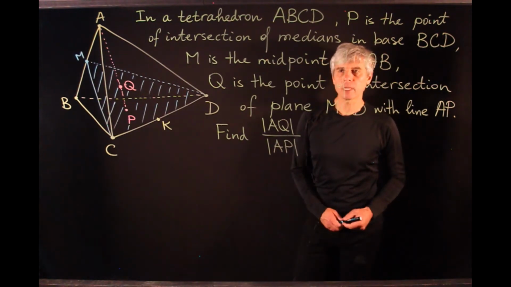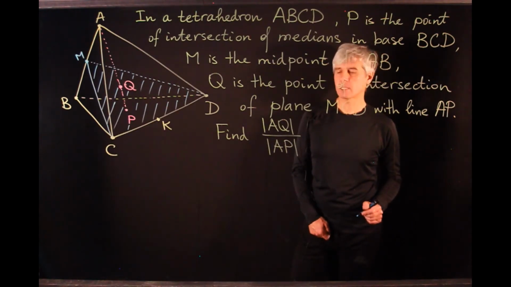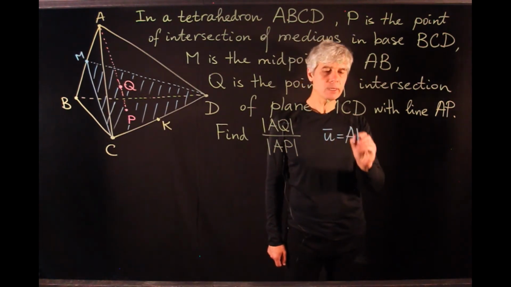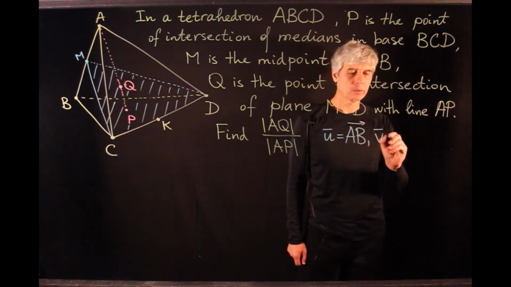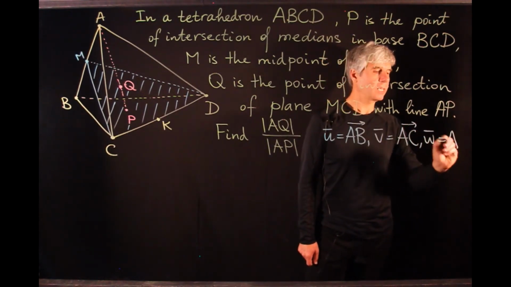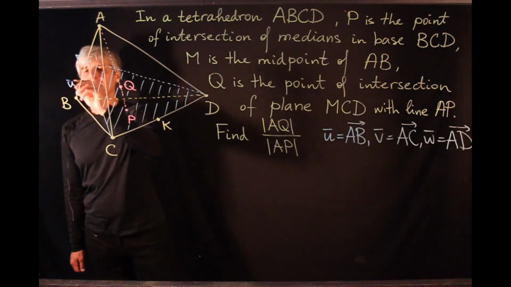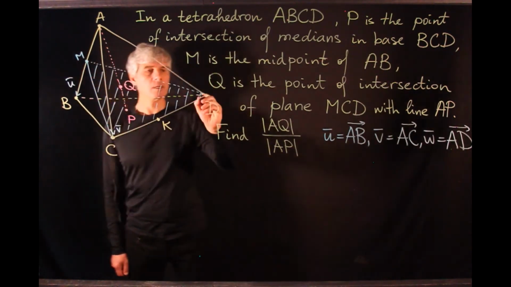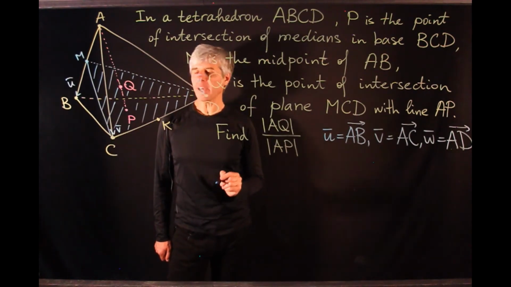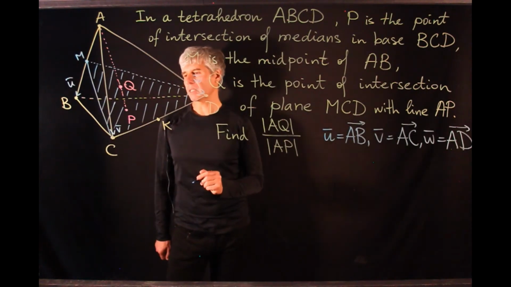The first thing to do is to construct a basis. And the convenient basis associated with this tetrahedron would be the following. We can take u to be AB, v to be AC, and w to be AD. So here we have these three vectors, u, v, and w. Next step is to take interesting vectors and express them as linear combinations of the basis vectors.